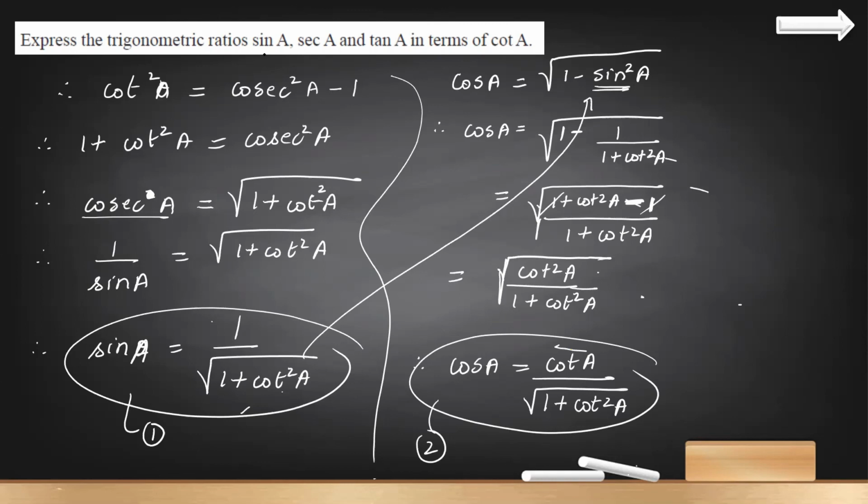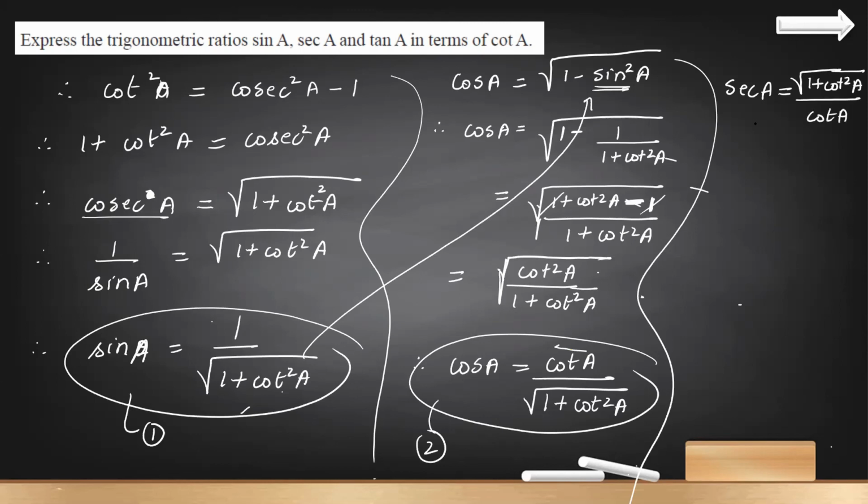And if we have cos A, the second thing that we wanted was sec A. So we just take the reciprocal. We know sec A is the reciprocal of cos. So sec A will be under root of 1 plus cot square A whole upon cot A. So we expressed sec A wholly in terms of cot A.